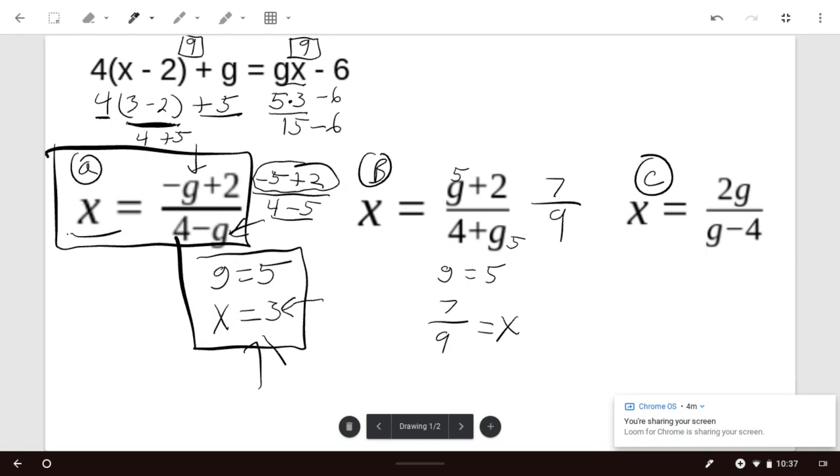And here you would definitely want to use the calculator. You would do 7/9 stored to X and 5 stored to G. And then you would test this combination on the original equation. And I'm telling you, it will not work. Whatever you get for the left side, it's going to be different than the right side.